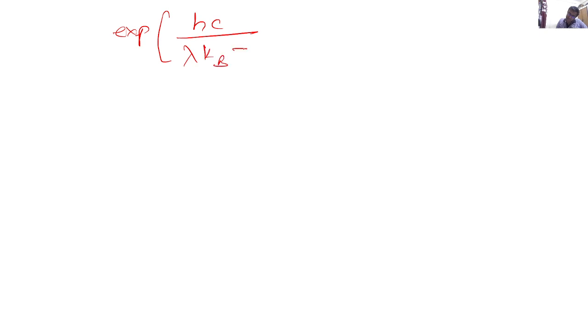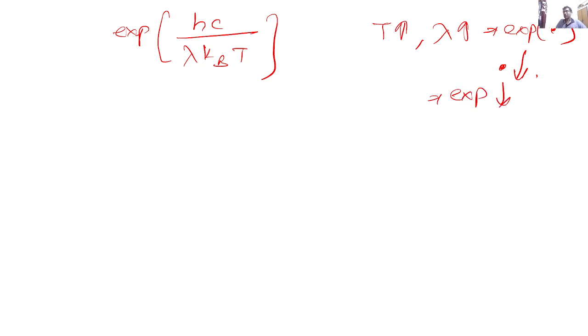So this was the exponential term. If T increases or if lambda increases, then the entire term inside will decrease, resulting in the exponential term decreasing, because exponential functions are increasing functions. I mean, if the thing inside the exponential bracket increases, then the exponential function will also increase. Okay, because it's an increasing function. Okay, so let's take that out.